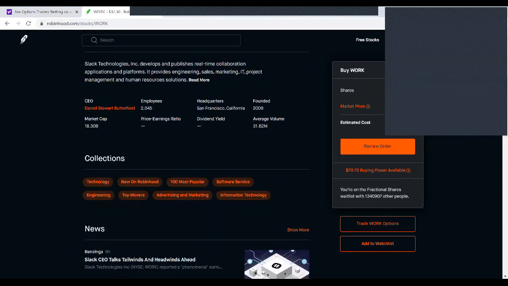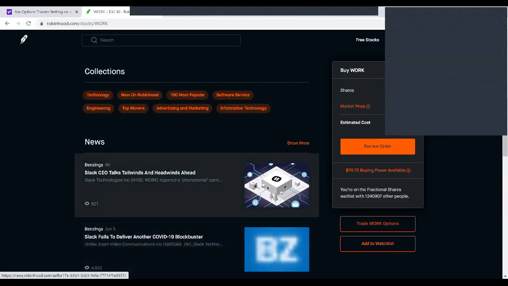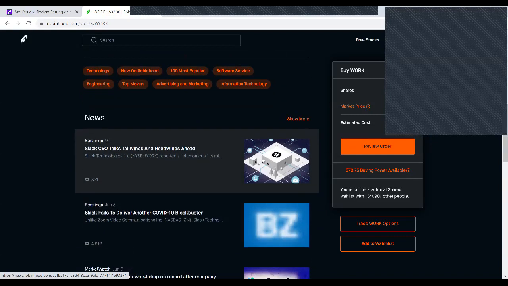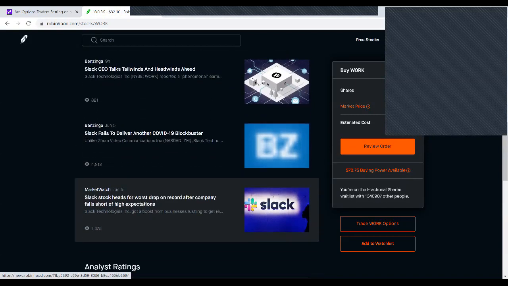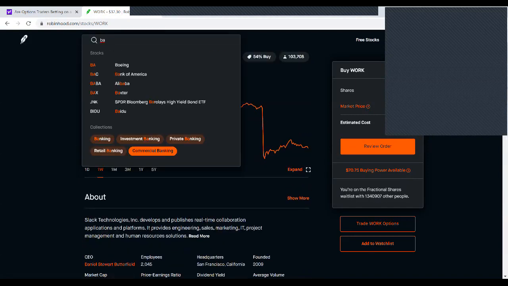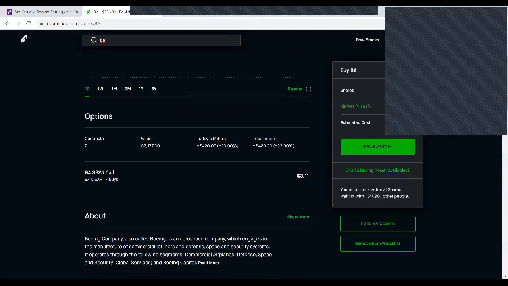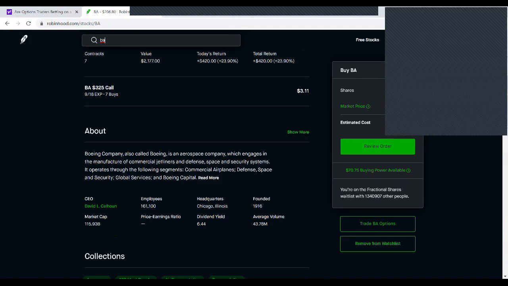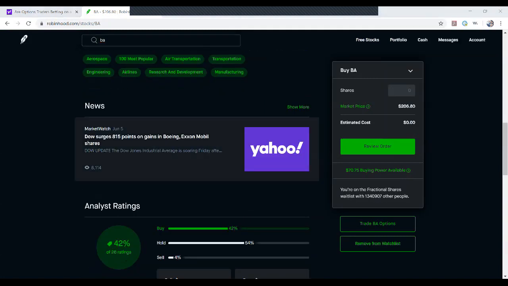Unless there's a catalyst. So you want to look at the news, right? Slack talks about tailwinds and headlines ahead. So we're looking at stuff like this. But let's take a look at Boeing, right? Let me show you if I could find something a little bit better. Close this out. So you see here, we're looking at Dow surges 815 points on gains in Boeing, right? So you want to see what influenced these gains. Why is Boeing going so high, right?